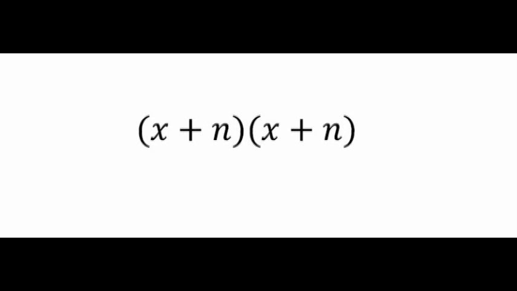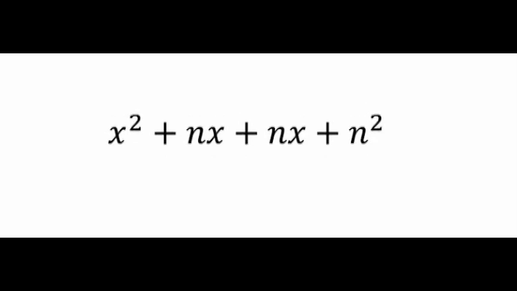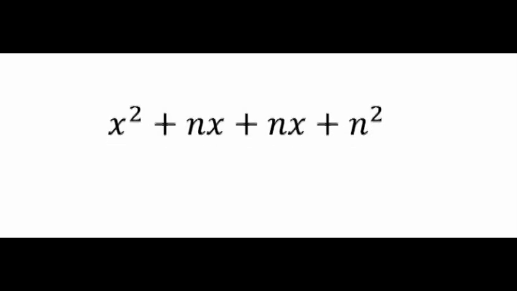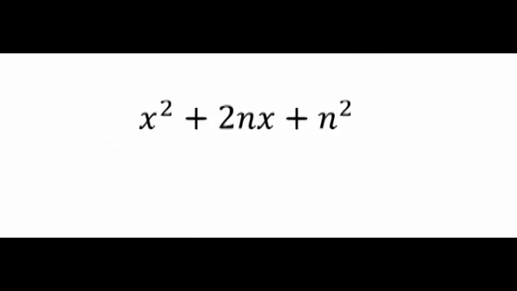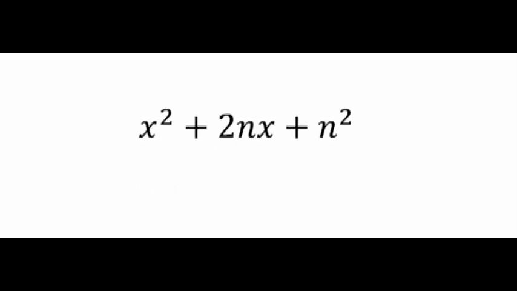And then the I would be inside, so F-O-I, the I would be inside, so that would be the first n and the second x. And then the L in FOIL would be last, so that would be n times n. And so that looks like this. That would be x squared plus nx plus nx plus n squared. Or if we want to simplify that a little bit, combine the terms, we get x squared plus 2nx plus n squared.